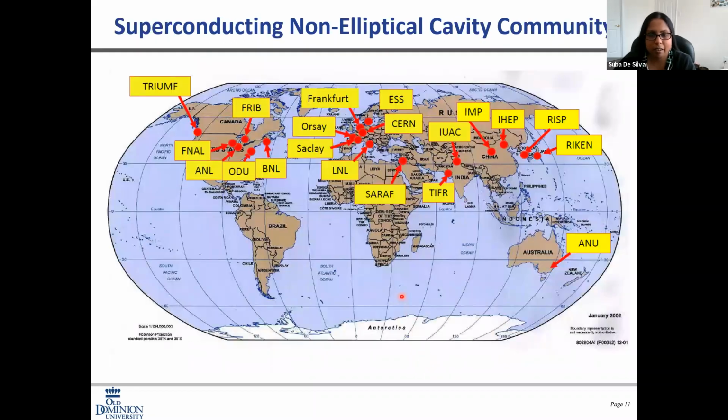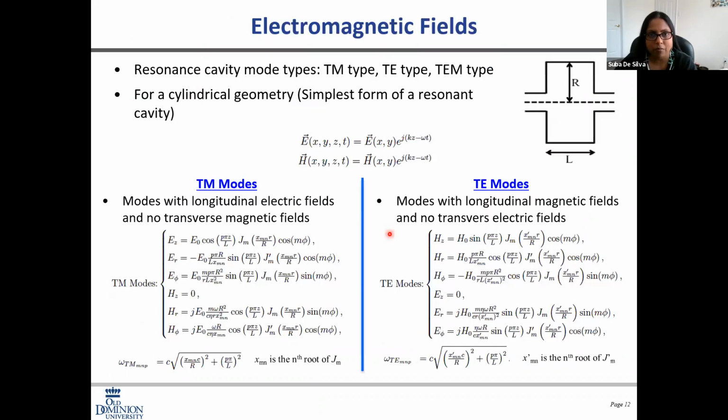So here is a kind of world map of different accelerator facilities throughout the world that do research on non-elliptical cavities. So you can check out those machines and research if you would like to follow more on this area. So coming to learning about the details of these types of cavities, we know they either operate in TM type or TE type or TEM type. So this is like the full electromagnetic profile of cavities that you can use for these kinds of cavities.